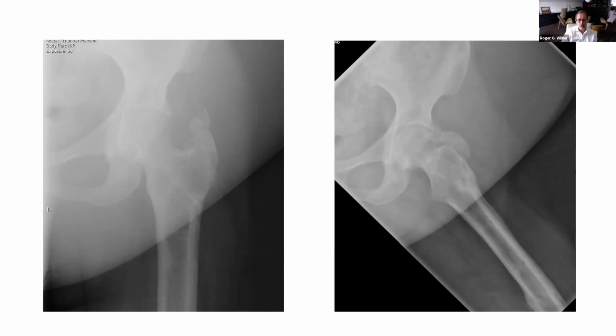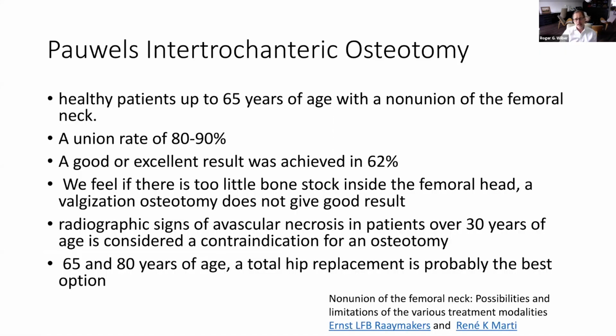You don't immediately go to total hip replacements on patients. We were very fortunate to know Rene Marti, and we're also very fortunate to have this literature that he published before he passed away. Very, very nice gentleman. And these were his recommendations basically at the end of the paper. Healthy patients up to 65 years of age with non-unions of the femoral neck are candidates. Union rates can be pretty good. They reported 80 to 90%.